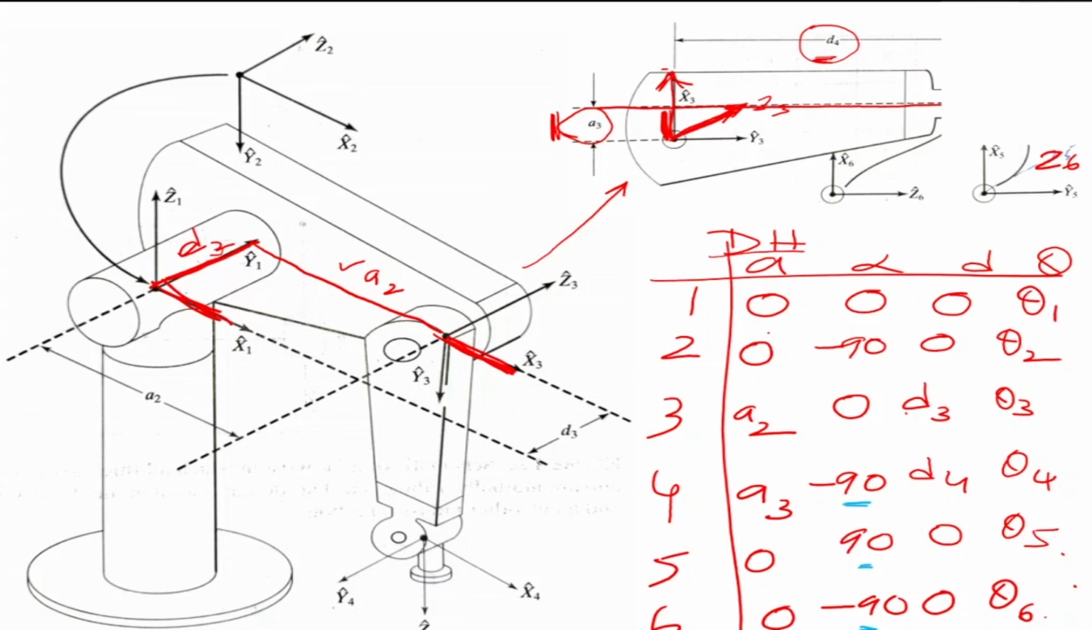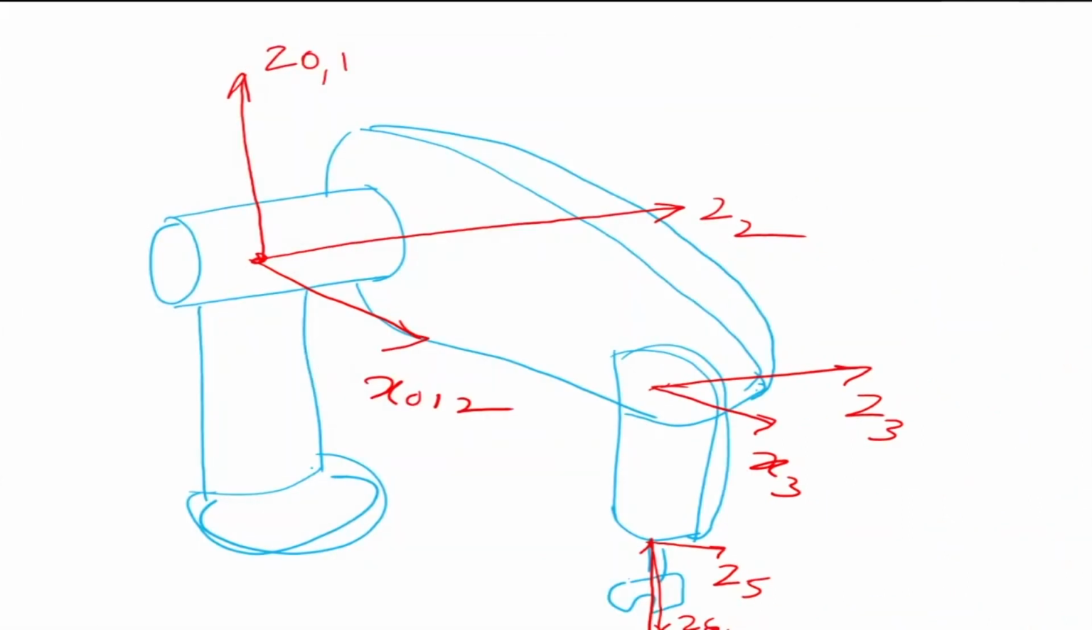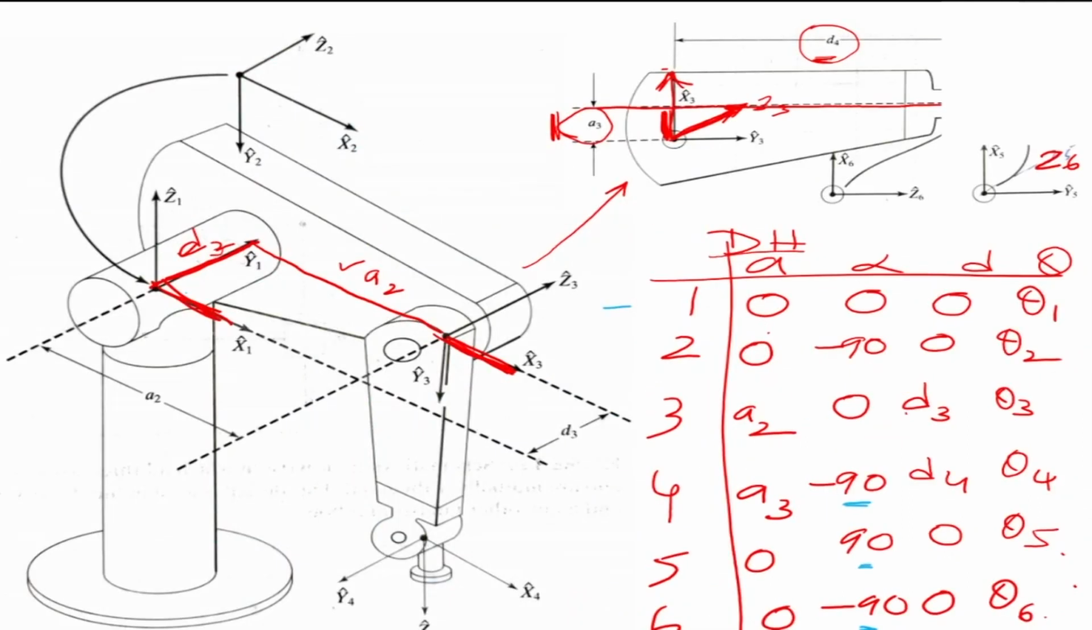Now how do we proceed from here? We take every row, put it in the generalized matrix, and we get the combined matrix, which will take me from one frame to another frame. Then if I multiply all of them, I will get the generalized matrix, which will take me from the 0 frame to the base frame. This is the way we do our kinematics, and we get the transformation matrix from the nth frame to the 0th frame.